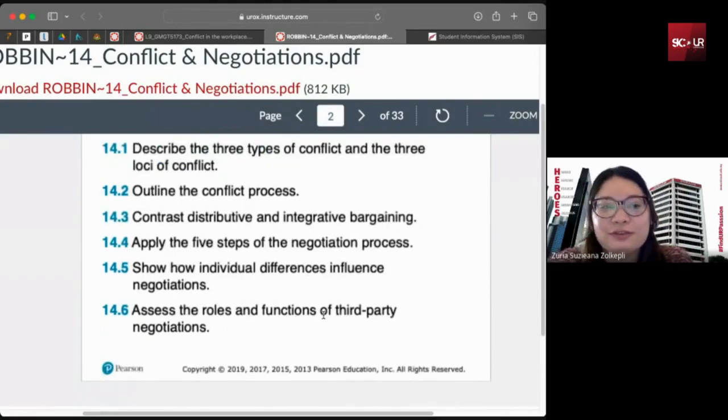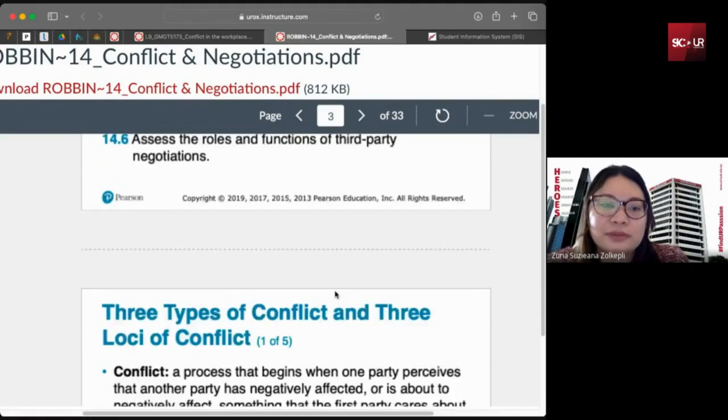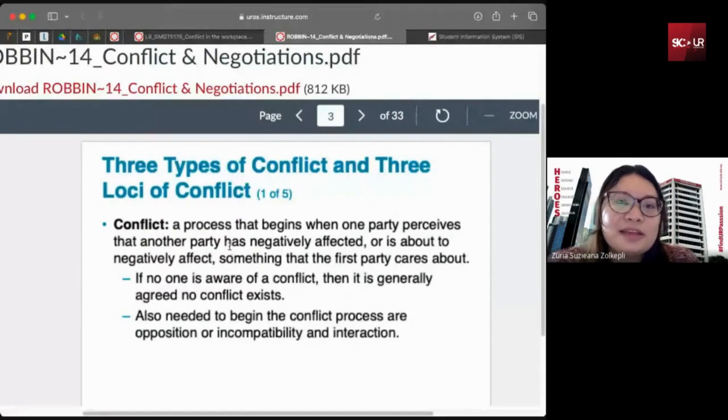Let's say we are the party involved in conflict, the conflicting parties, and it doesn't go anywhere. So we have to use a third party to solve the problem, to solve the conflict. All right. So basically, what is conflict?